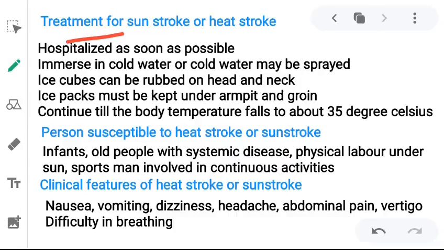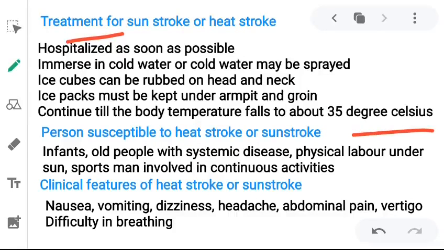What treatment can be given? For sunstroke or heat stroke, you should hospitalize immediately. Immediately you have to immerse the patient in cold water or spray cold water on him. Ice cubes you have to use, rubbed on the head and neck region. Then ice packs must be kept under the armpit and groin. You have to do this until body temperature comes down to 35 degrees Celsius.